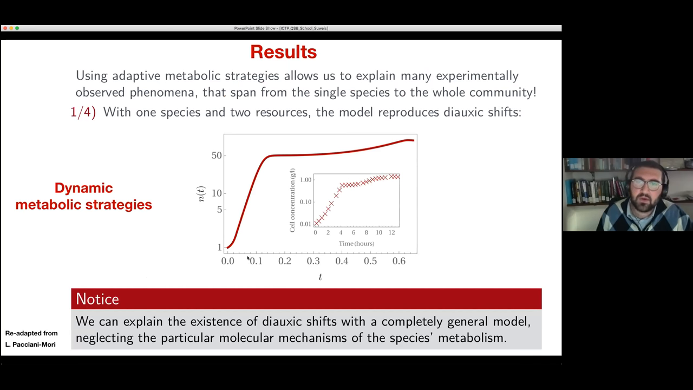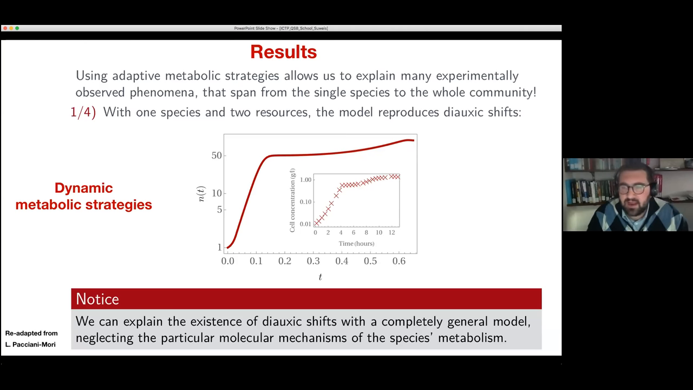Okay, so now let's see what this model with adaptation can display, what kind of behavior. First of all, the red line is a simple simulation of the model in a general setting with general parameterization. And you can see that, indeed, this is the data that I showed before. Using adaptive metabolic strategies allows us to reproduce the diauxic shift in the growth curve. Here, if we think that there is a strong preference for one resource, or that we can turn metabolic strategies off and on, we indeed observe this kind of behavior, this diauxic shift. And I stress that we are completely neglecting the particular molecular mechanism of the species metabolism, but simply putting a strong preference on one of the two resources with the parameter VI.